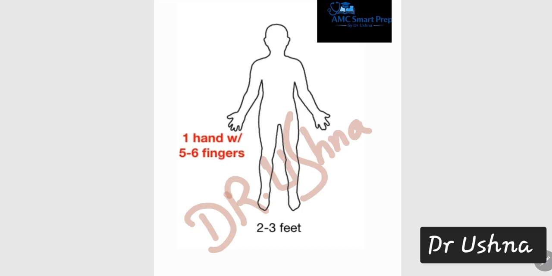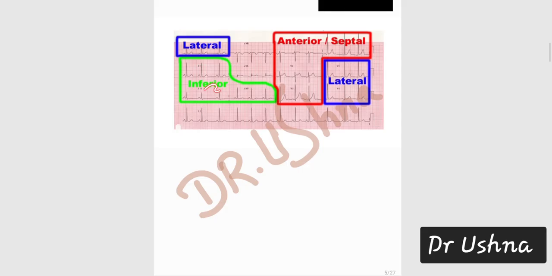And you always knock at the front of the door. That means front, V1 to V4. That is your anterior lead. Okay, so you are welcomed from the front part of the door. That is your anterior lead. So this is very easy to remember. 2, 3, feet, your inferior leads. 1, 5, 6, finger hand, which is your lateral lead, and the anterior door, V1 to V4, this is your anterior or septal leads.